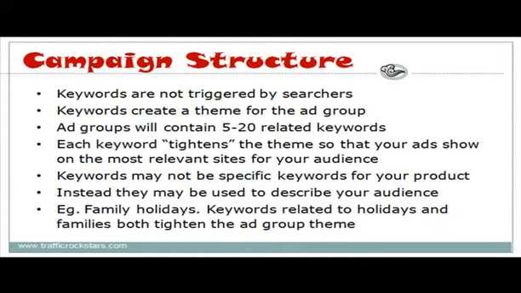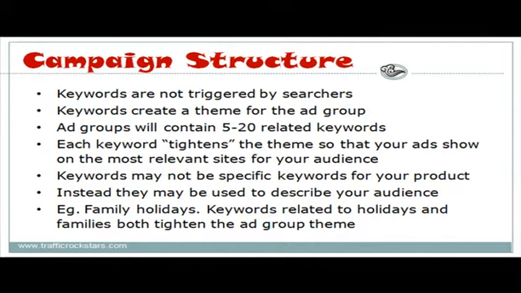So what does this mean for your campaign structure? Well, the keywords are not triggered by searches. They are actually used to create a theme for your ad group. So this might be 5 to 20 related keywords, and each keyword tightens this theme so that your ads show on the most relevant sites for your audience. Your keywords may not be specific to your product, they might be used to describe your audience more so. An example is family holidays. Keywords related to both holidays and families tighten that ad group theme.